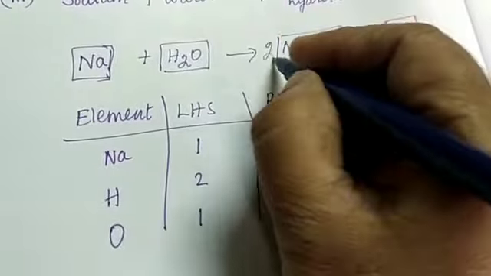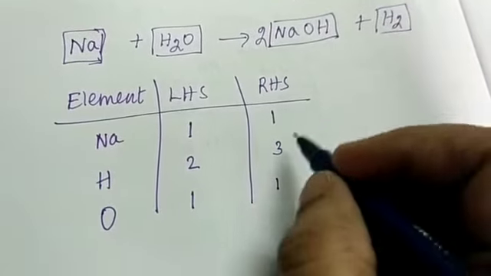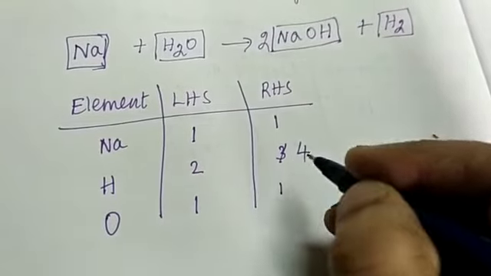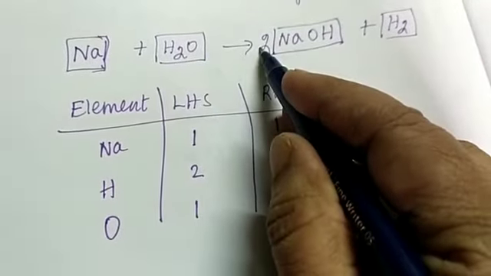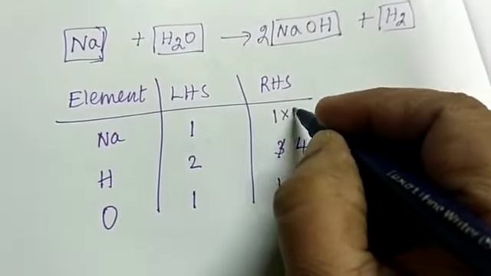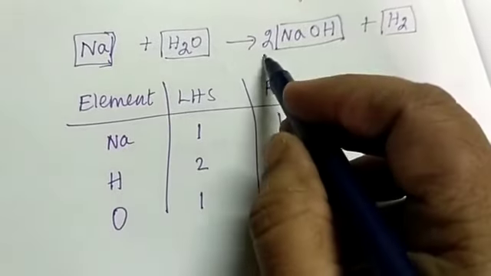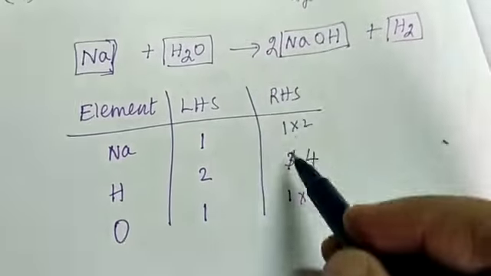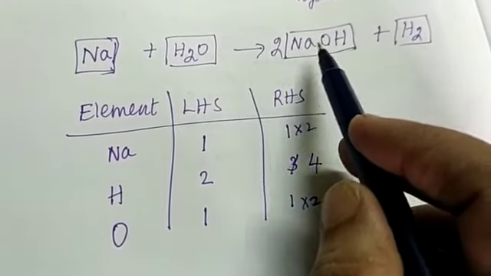So here when I write 2, now it is becoming 2 hydrogen and 2, so it has become now 4. Hydrogen has become 4. At the same time, this 2 is common for sodium as well as for oxygen. So 2 sodium and 2 oxygen. So why did I select here? Because in this place it is an odd number. So when we make it even, it will be easy.